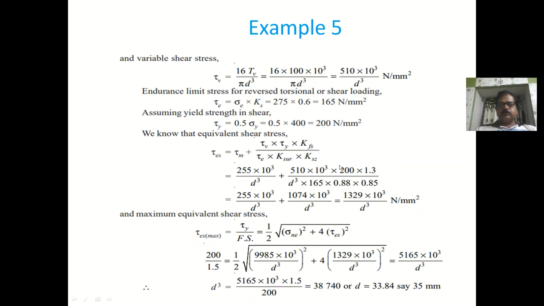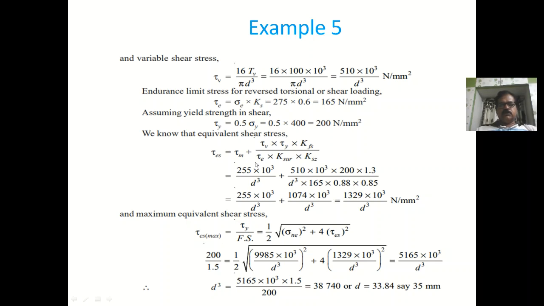Surface finish and size factors are given as 0.88 and 0.85. So now this is total 1329 into 10 power 3 by d cube. Now the maximum equivalent shear is yield point in shear by factor of safety. Yield point is 200, and factor of safety is 1.5. That is on the left hand side, and right hand side it is either 1 by 2 outside the root, or when we take the 1 by 2 inside, that is tau ne by 2 whole square plus tau square.